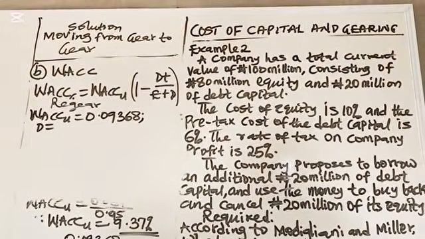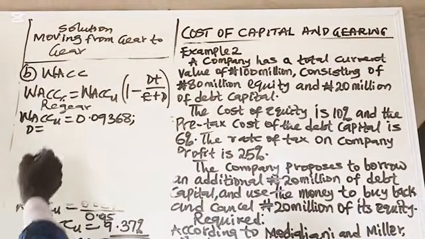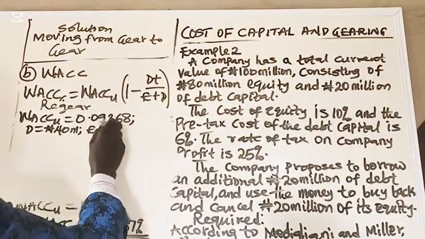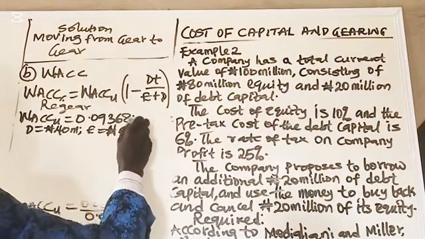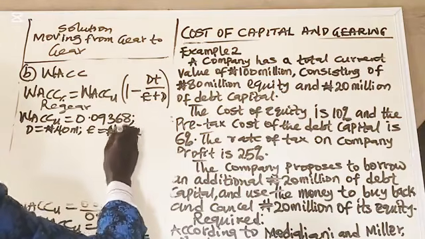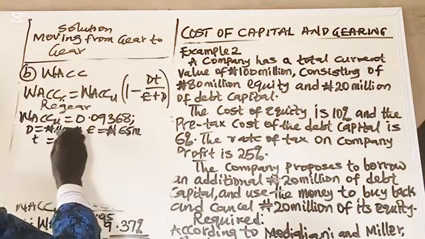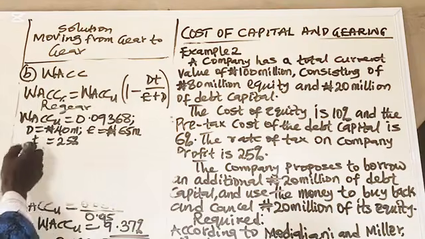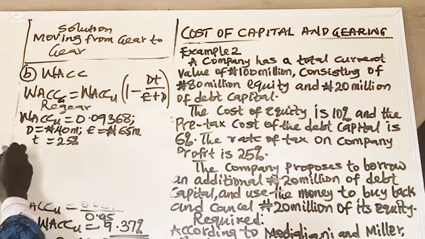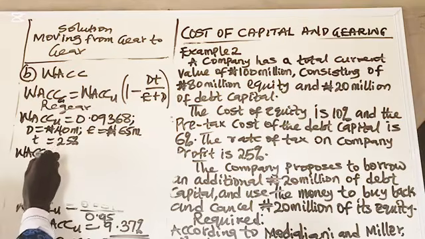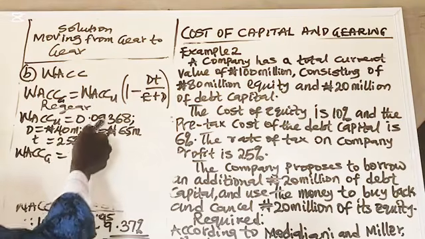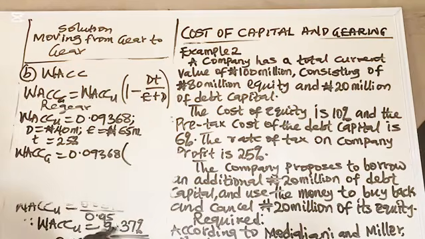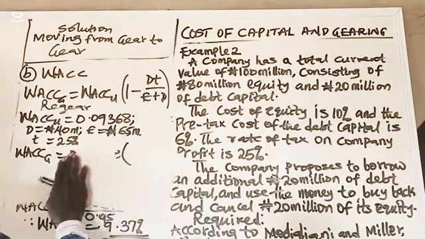So we have market value of debt 40 million, market value of equity 65 million. Tax rate remains the same, 25%. So now you want to regear. That is the step now. So our WACC of a geared company equals the WACC of ungeared, which is 0.09368, or let me just use 9.37%.